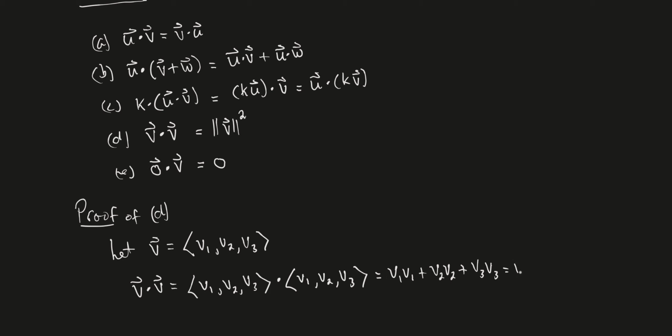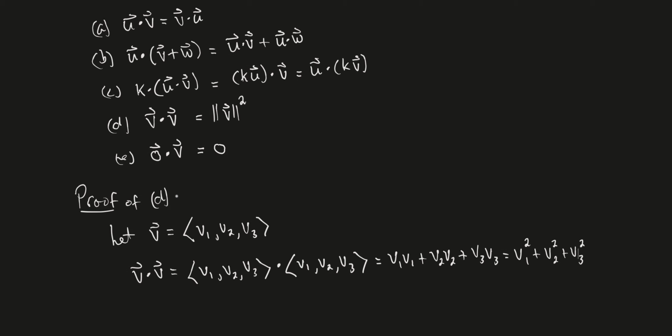But v1 times itself, it's v1 squared. v2 times itself is v2 squared. And then v3 times itself, that's v3 squared. And this expression here should look familiar. Think back to when we were computing the magnitude of a vector. Here are the components of v, and when you take the dot product of v with itself, we end up squaring those components, right? Which is something that we had to do when computing the magnitude.